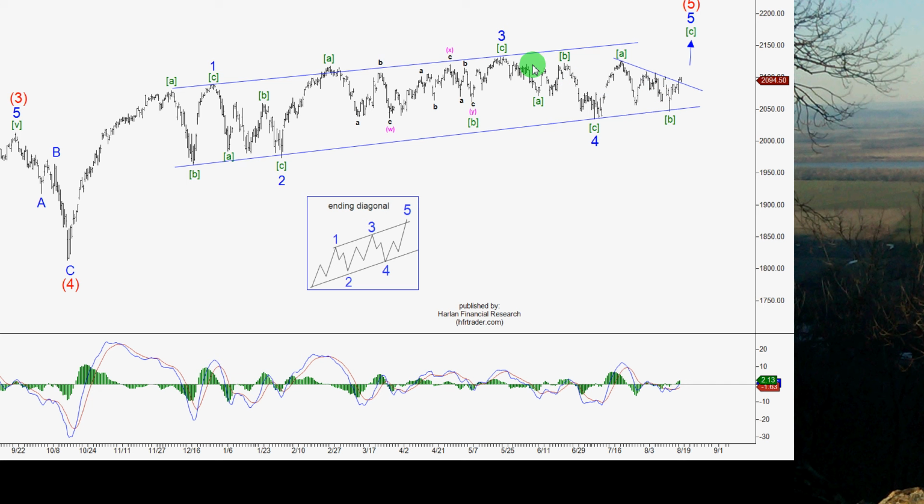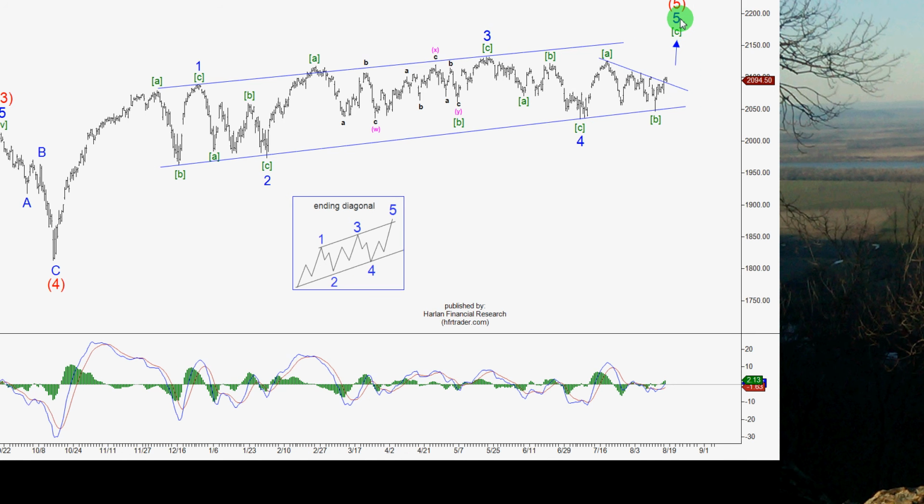So after the third wave high, we did an ABC down. We labeled that as minor wave 4. And then we did A up, and we did an ABC down for wave B, and now we've started the last and final wave C to complete the 3 waves of minor wave 5.